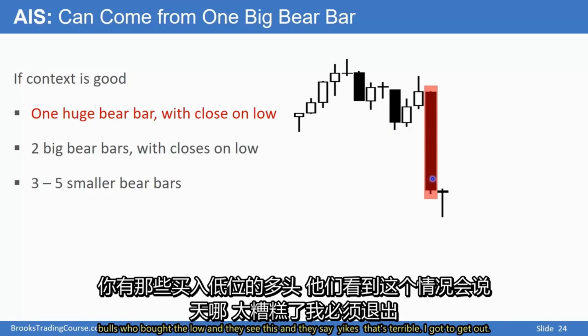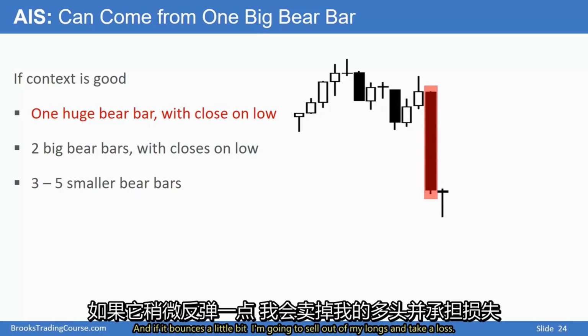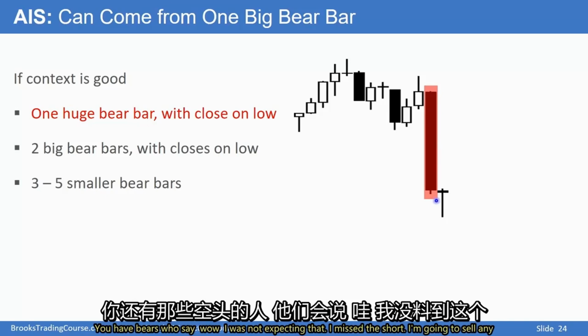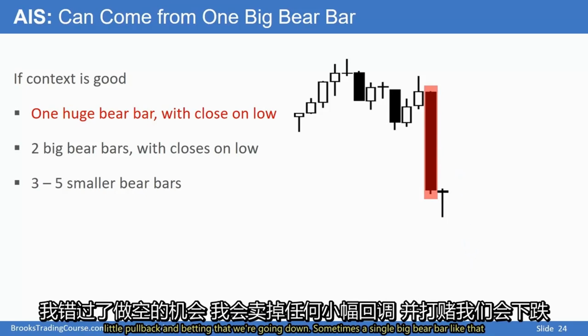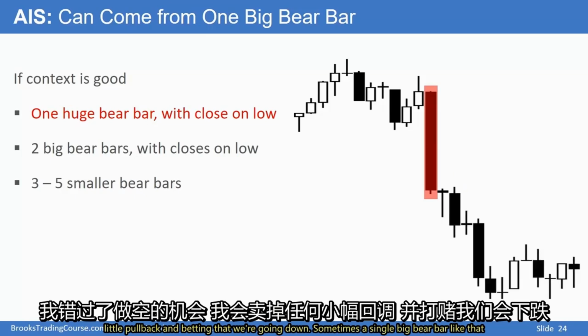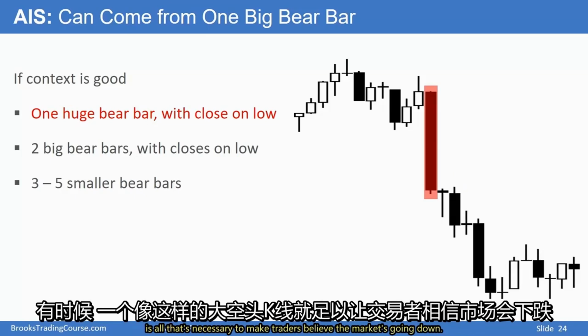You have scale-in bulls who bought the low, and they see this and they say, yikes, that's terrible. I got to get out. And if it bounces a little bit, I'm going to sell out of my longs and take a loss. You have bears who say, wow, I was not expecting that. I missed the short. I'm going to sell any little pullback, betting that we're going down. Sometimes a single big bear bar like that is all that's necessary to make traders believe the market's going down.